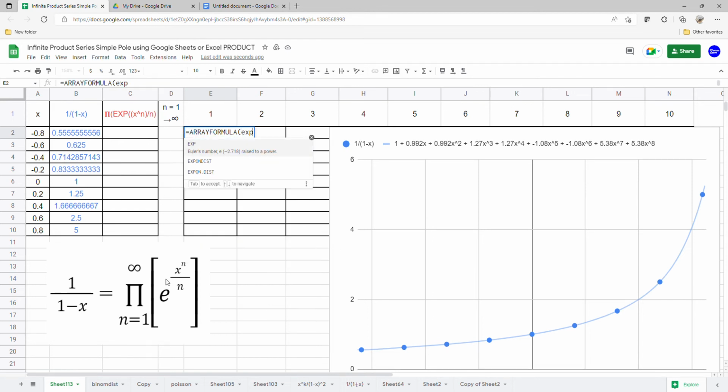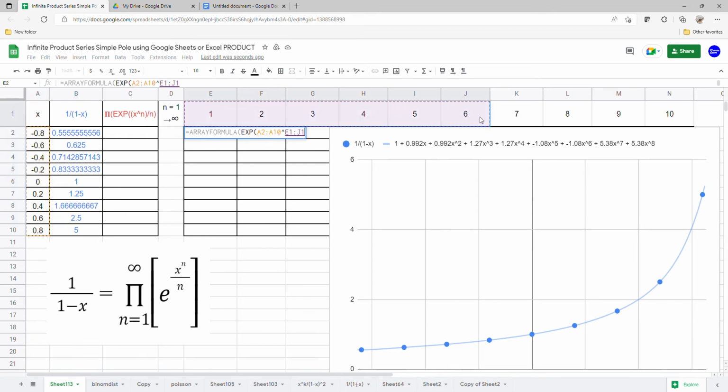Exponent. That's for the value of e, the Euler's number. That is the quantity x to the power n. So x raised to the power n. That's x to the power n divided by n. And enter.